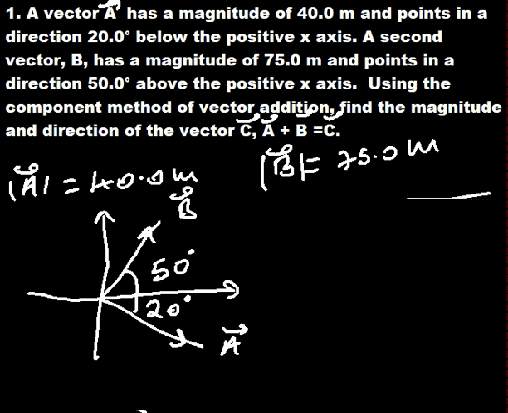Now you can see that the vectors that have been given do not have their components, so it is our humble duty to deduce the components of these vectors. So let's start with vector A. What are the components of vector A? Let's start by looking at its x component, ax. How should we have the x component of vector A?